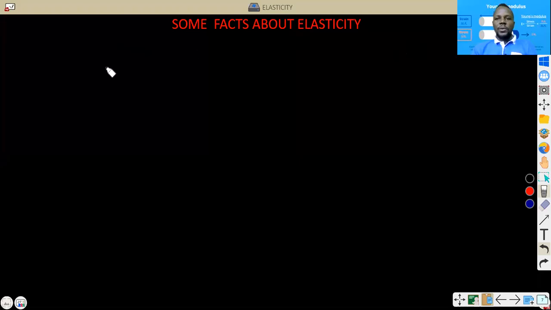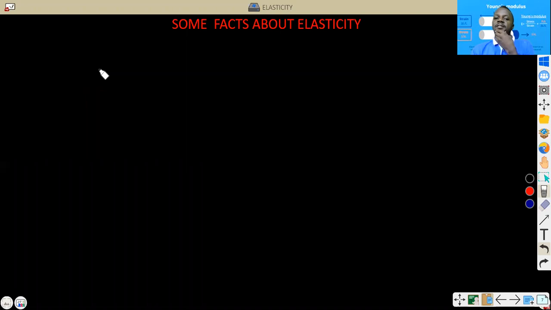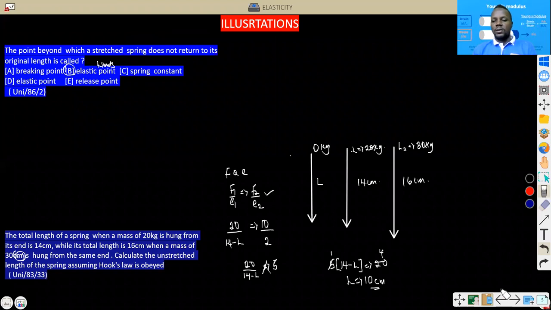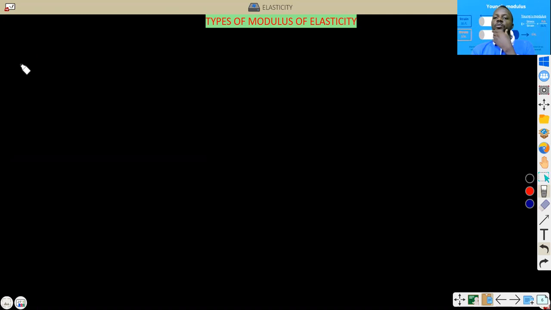So guys, welcome again to the continuation of elasticity. About elasticity, we have talked about a lot of things, and we want to do this in continuation to what we have discussed. This is where we stopped, and in continuation, we have types of modulus of elasticity. It is going to be a short class, short in the sense that it is the concluding part of elasticity and what is required.